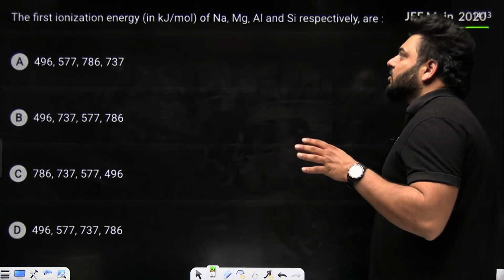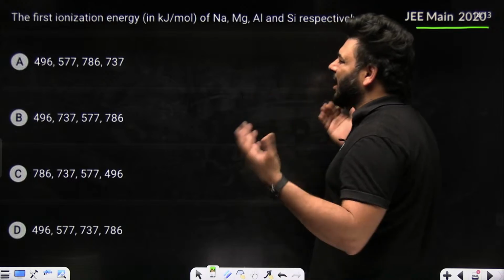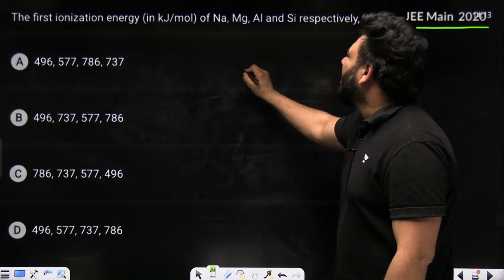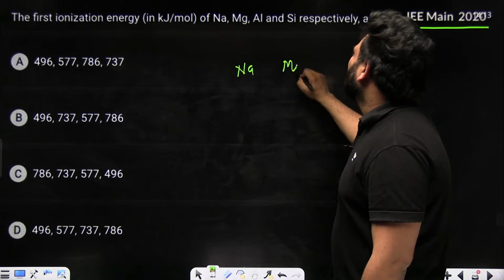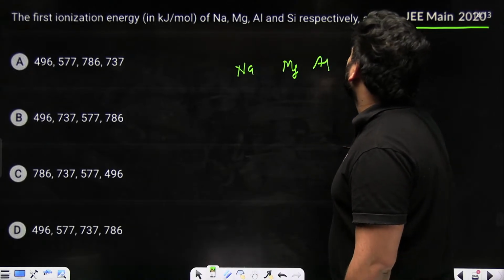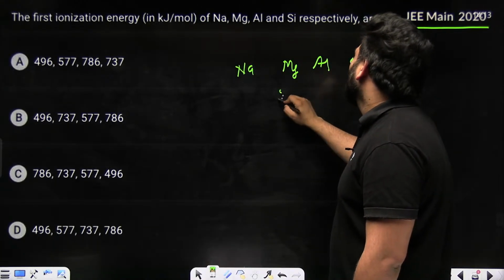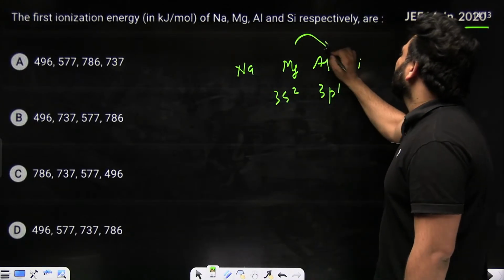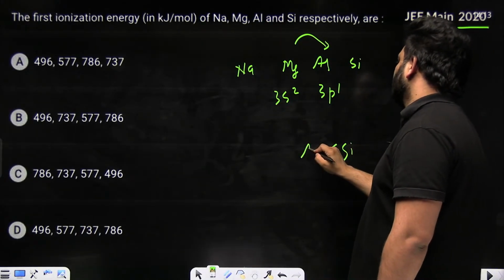The first ionization enthalpy of sodium, magnesium, aluminium. I'm tired of doing similar questions again and again. Yeah, this is a very easy question. You do it on your own, man. Sodium, magnesium, aluminium, silicon. If you talk about the ionization enthalpy, this is 3s2 and this is 3s2 3p1. This will shift the position. This is the order.